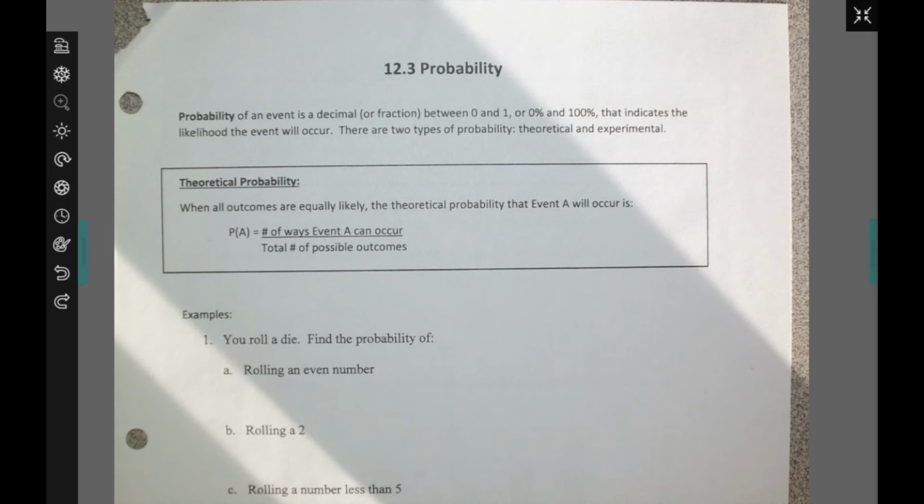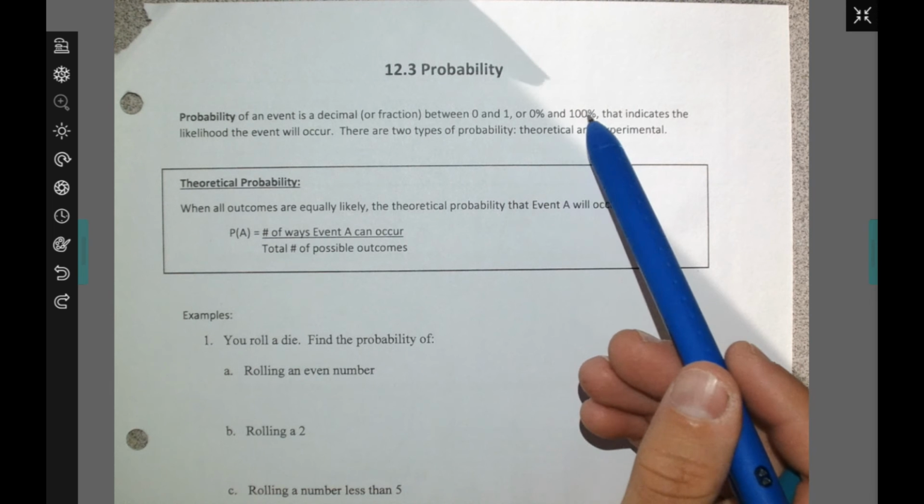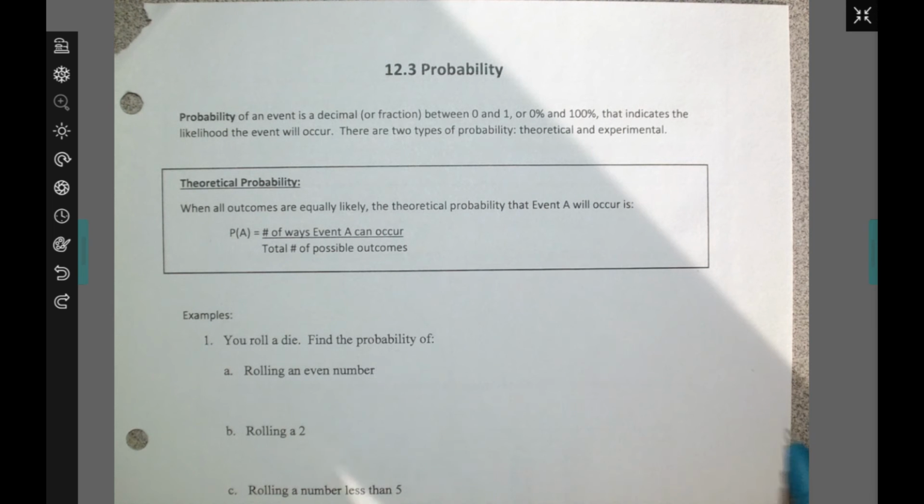12.3 deals with simple probability. By definition, the probability of an event is going to be a decimal or fraction between 0 and 1, or 0 and 100%, and it indicates the likelihood that the event will occur. So we have two types, theoretical and experimental. Today we're going to focus in on theoretical.